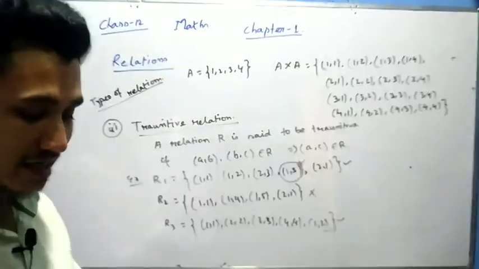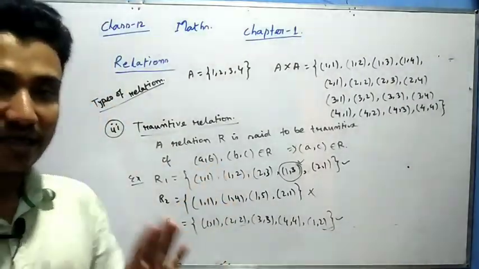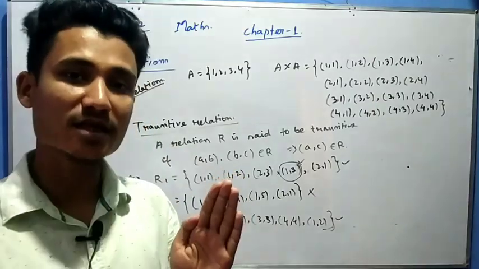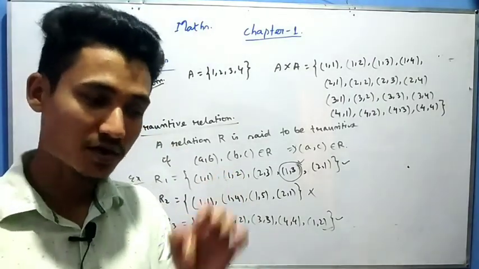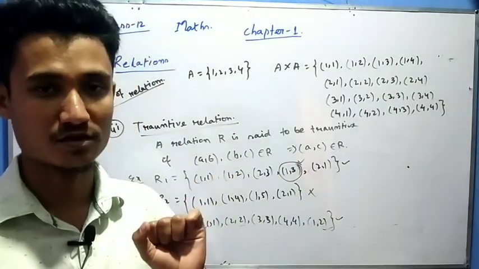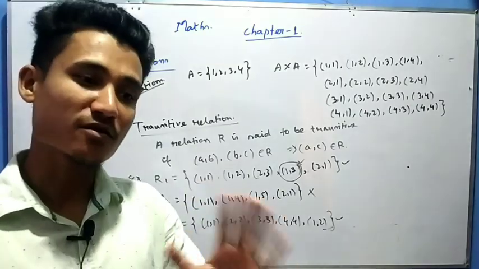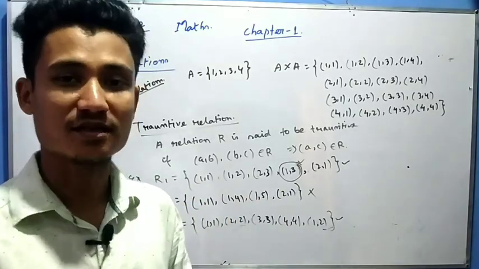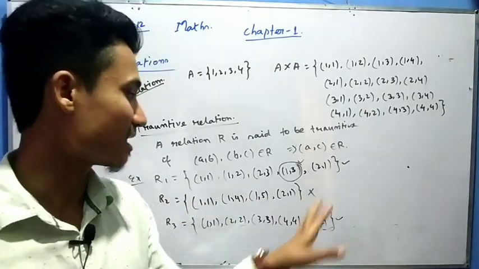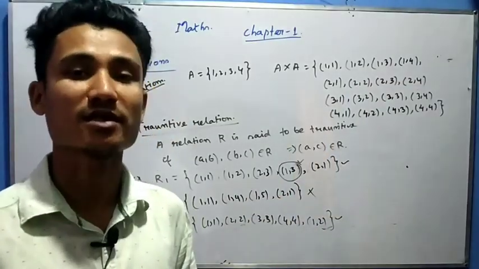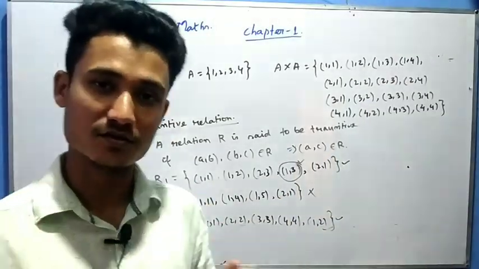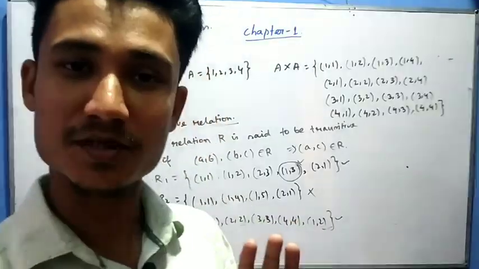The main thing is that in a transitive relation, if A comma B and B comma C are there, you have to check whether A comma C is there or not. If A comma B is there and there is no B comma C, then we need not check whether A comma C is there or not. Okay, so let us try to solve some examples.